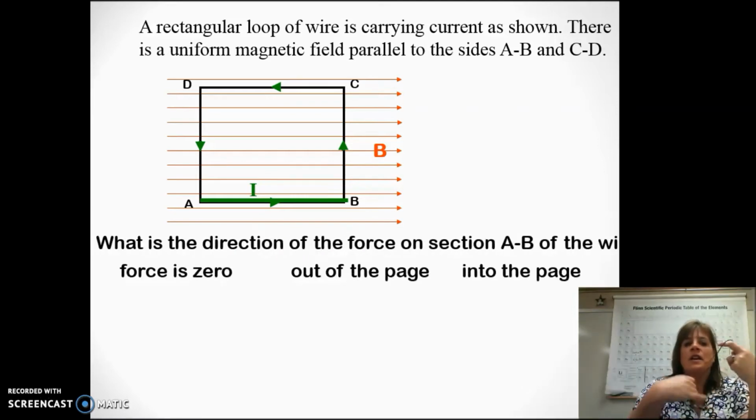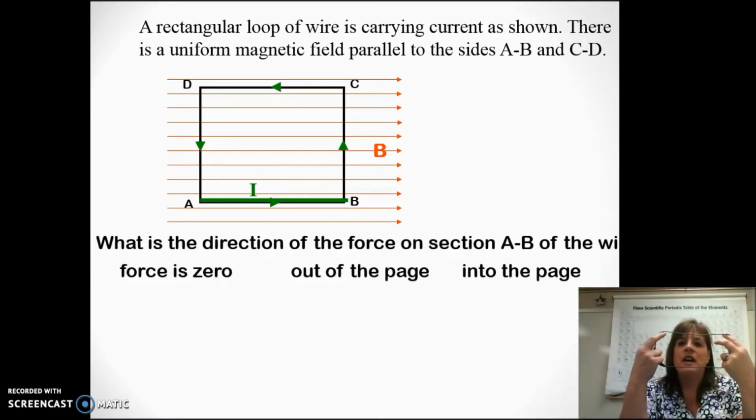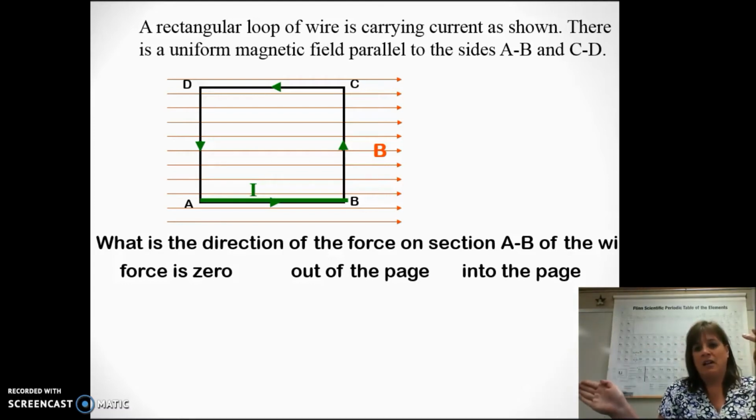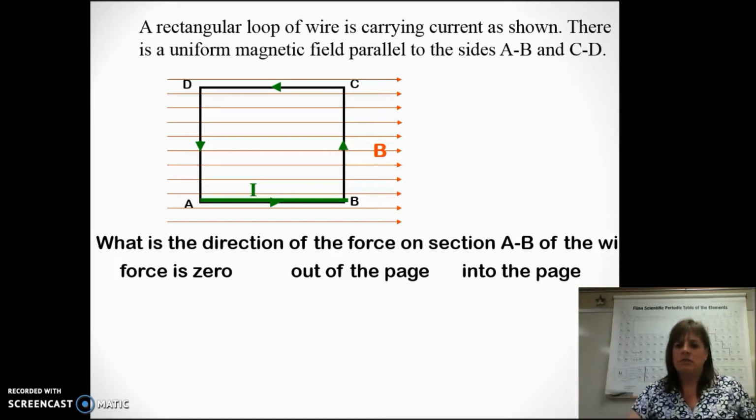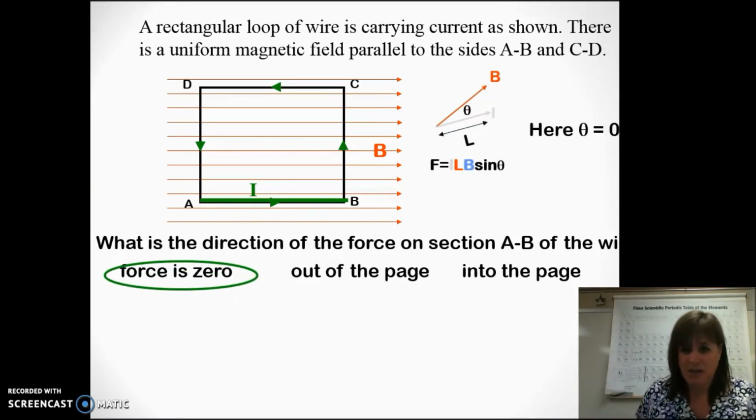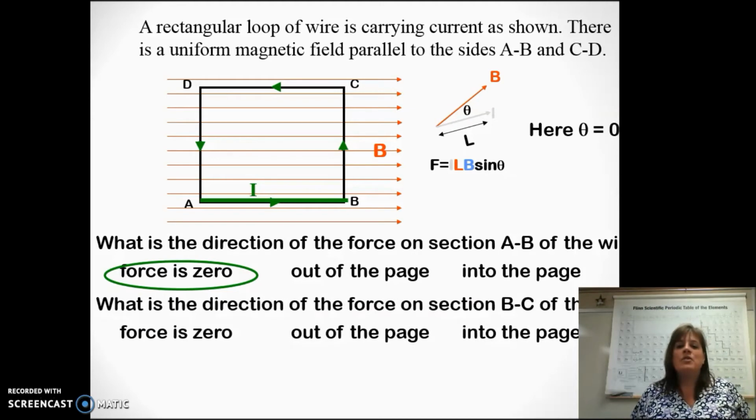What I want to know is, what is the direction of the force on section AB of the wire? All right, well, put your flat hand, fingers to the right, and put your thumb parallel to that. Oh, wait, it's parallel. So that means our force is 0, right? Sine of 0 is 0. Oh, cool.